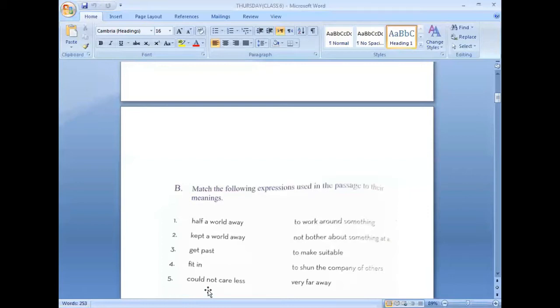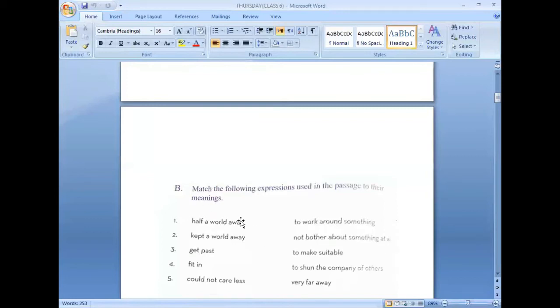Now number 5 is could not care less. Could not care less means that one is not at all concerned about or interested in, not bothered about something at all. That means that you don't care about someone. You're not concerned what that person is doing. You're not concerned or interested in that particular person. So could not care less means not bothered about something at all.